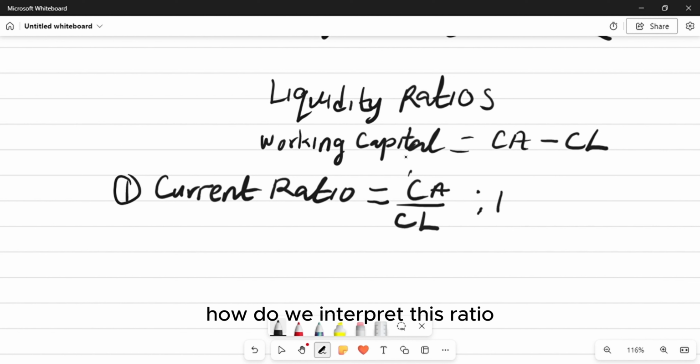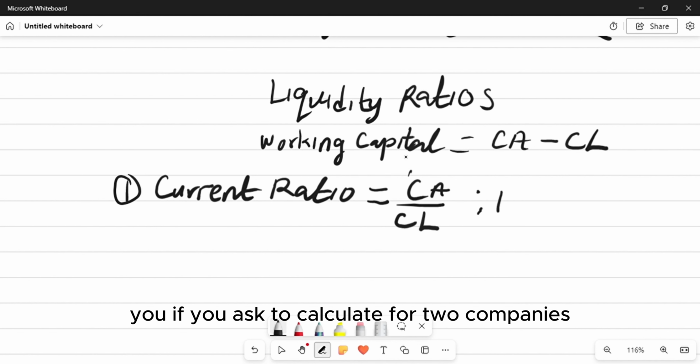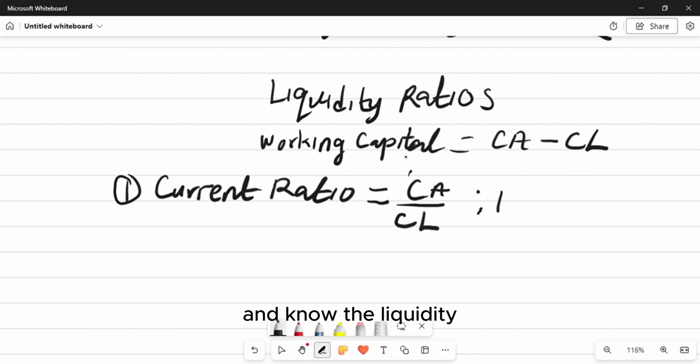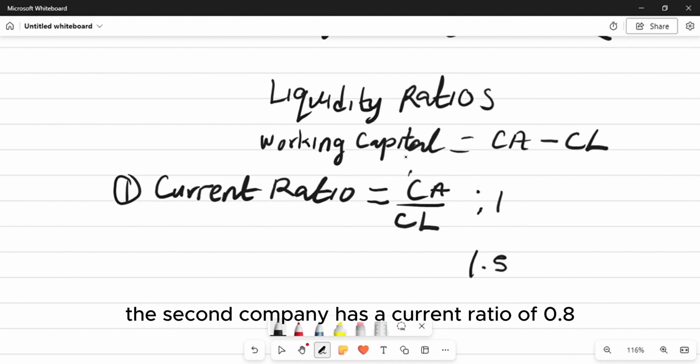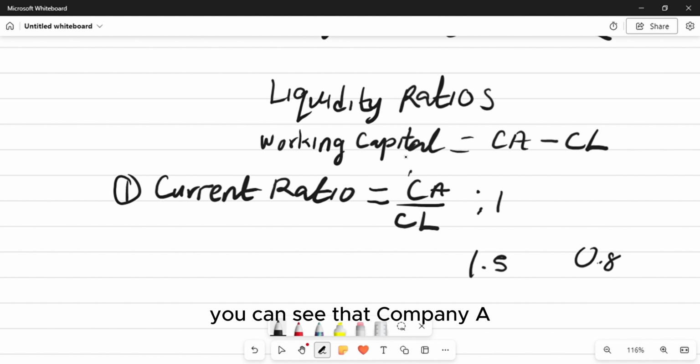How do we interpret this ratio to know if the company is doing well or not? Like we said, ratio analysis is usually done relatively, so we are comparing. If we're asked to calculate the liquidity of two companies, and the first company has a current ratio of 1.5 and the second company has a current ratio of 0.8, you can see that company A is doing better than company B in terms of liquidity because they have a higher current ratio. Their current assets have a higher cover for their current liabilities, basically.